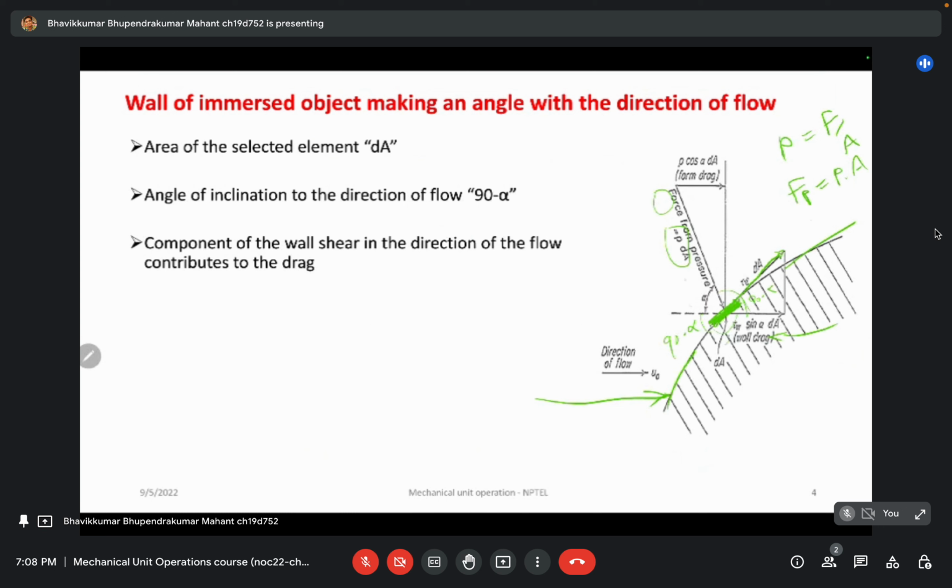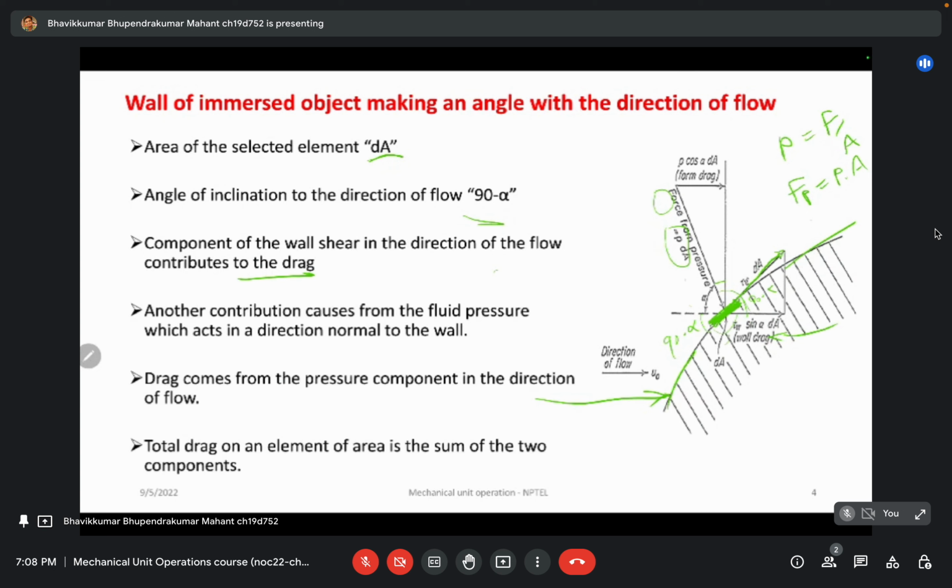For wall drag, tau W sin alpha dA. How did it come? First of all, we select the area dA. Then the angle of inclination to the direction of flow is 90 minus alpha. The component of the wall shear in the direction of the flow contributes to the drag. Obviously that is one component of drag. Another contribution comes from the fluid pressure, which acts in the direction normal to the wall. Now drag comes from the pressure component in the direction of the flow, and the total drag on the element area is the sum of the two components.